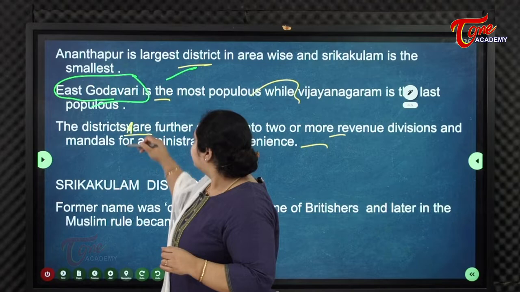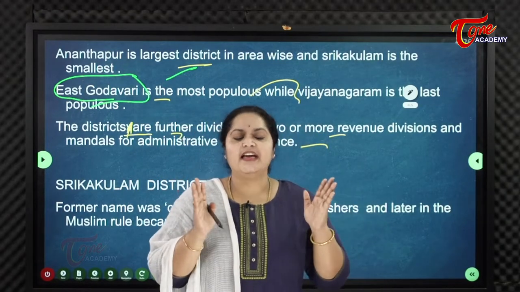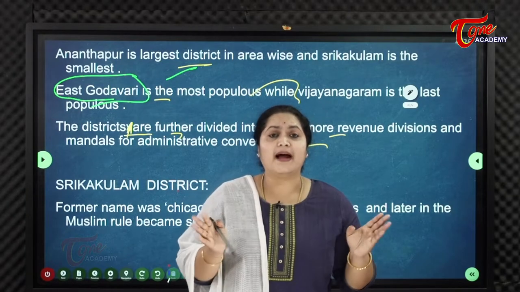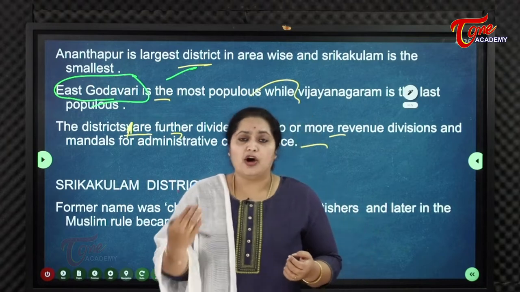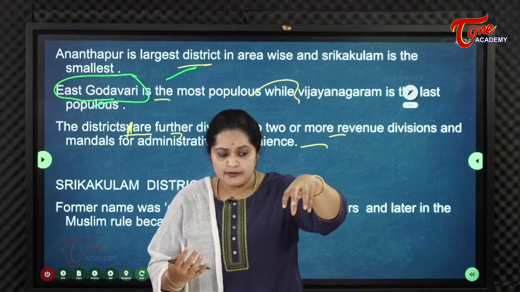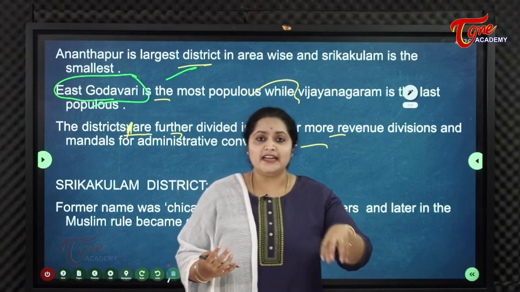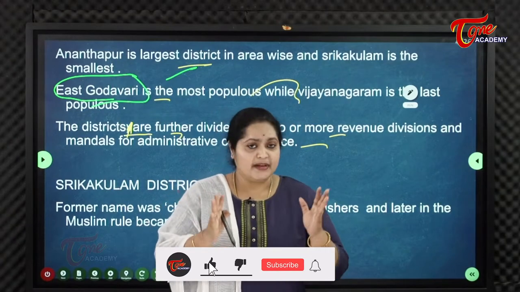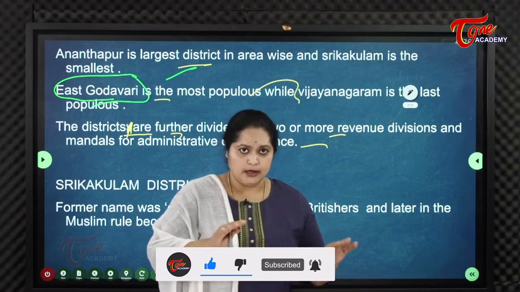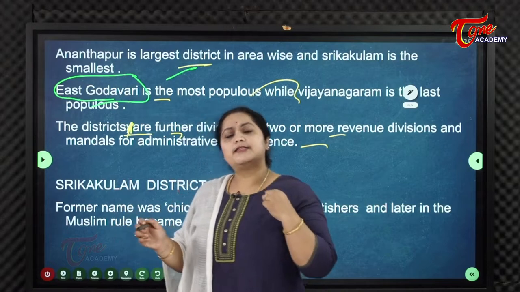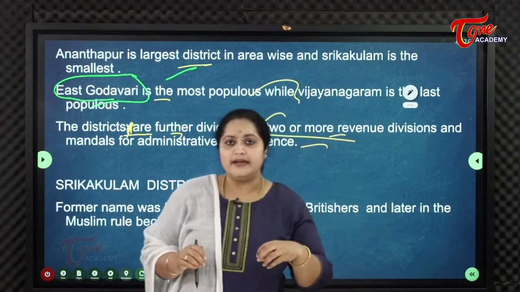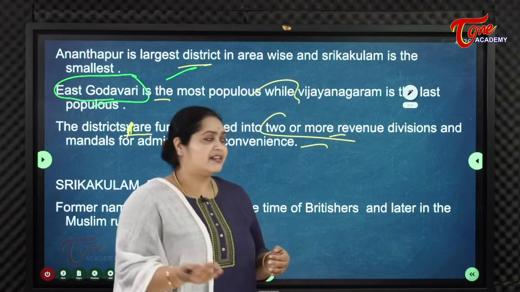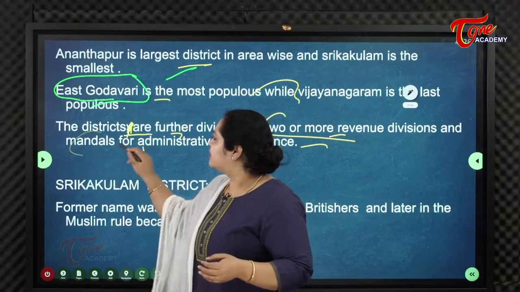If any area is divided or subdivided into districts, that is only for administrative convenience, so that the government can administer that particular area perfectly and fulfill the needs of the people. For that reason, any area will be divided into districts, mandals, grams, panchayats, like this. These districts are further divided into two or more revenue divisions and mandals, depending upon size, need or administrative convenience.